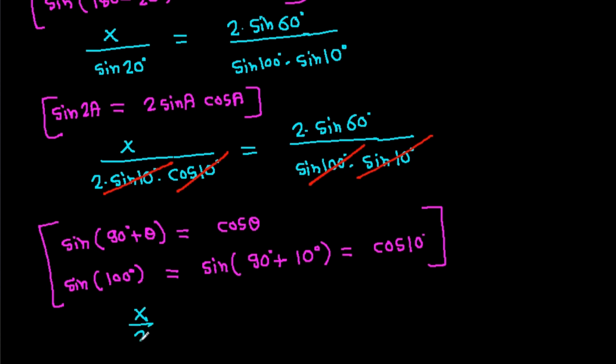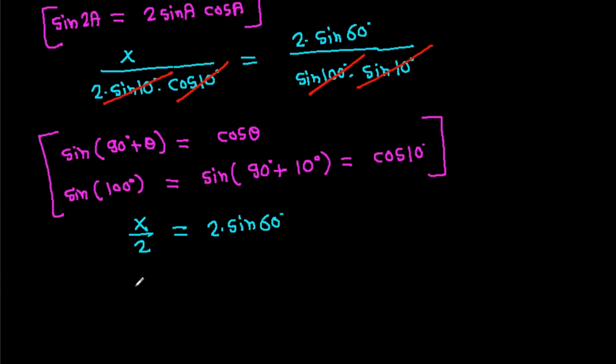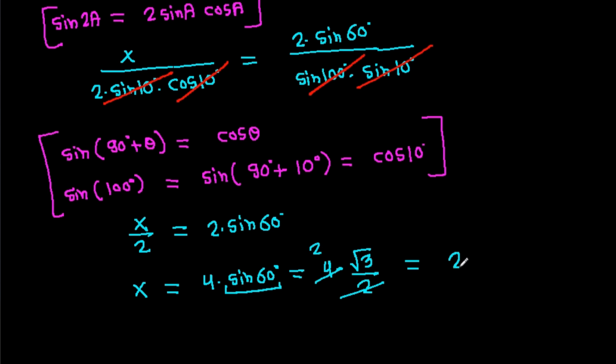So it is X over 2 equal to 2 sin 60 degrees. So X will be 4 sin 60 degrees, and it is 4 times sin 60 degrees, which is root 3 over 2, and 2 times 2 is 4, so it will be 2 times root 3.